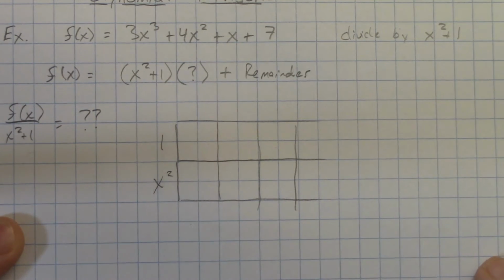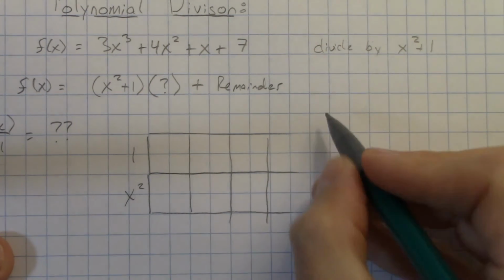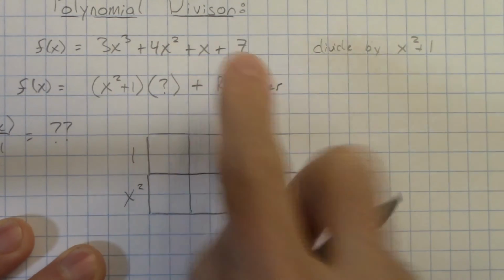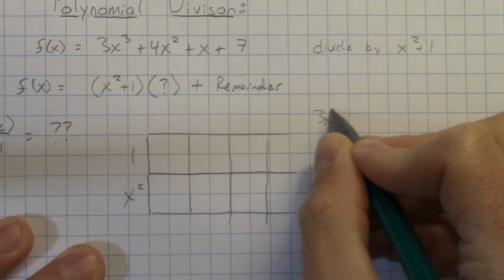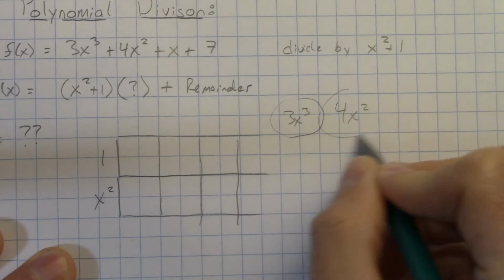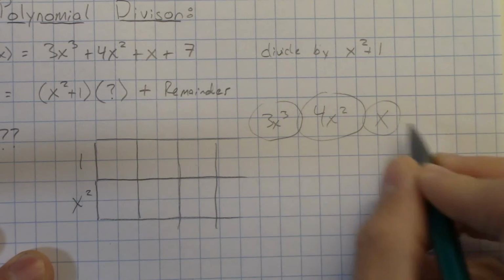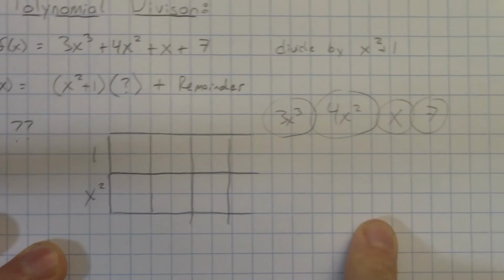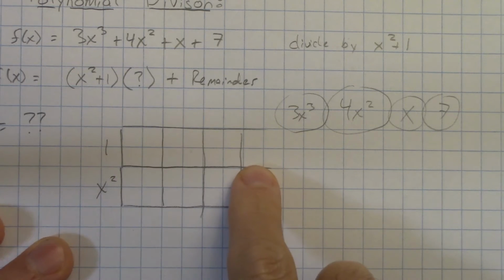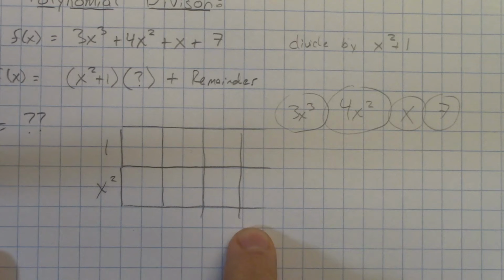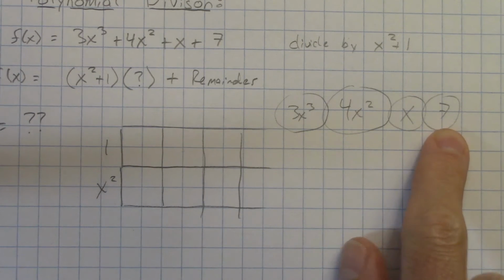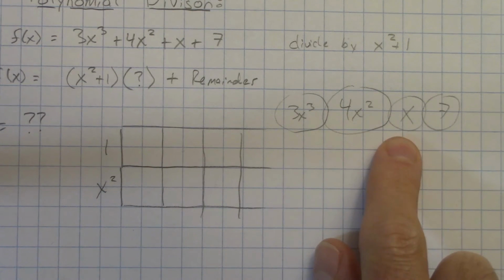Now I am also going to, over here, write something else out. There's 1, 2, 3, 4 terms here. 3x cubed, I'm going to circle it. 4x squared, I'm going to circle that. X, I'm going to circle this, and 7. I'm trying to get all 4 of these terms to show up in here. X squared plus 1 times something will give me what's inside, and what's inside should combine to give me that: 3x cubed plus 4x squared plus x plus 7.